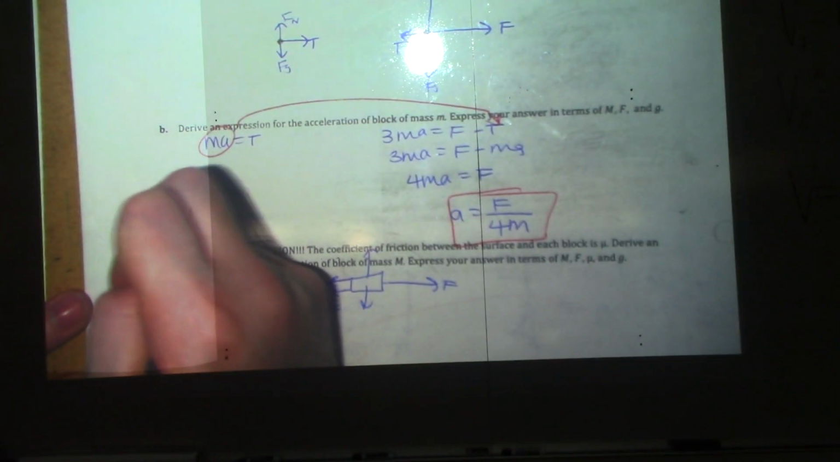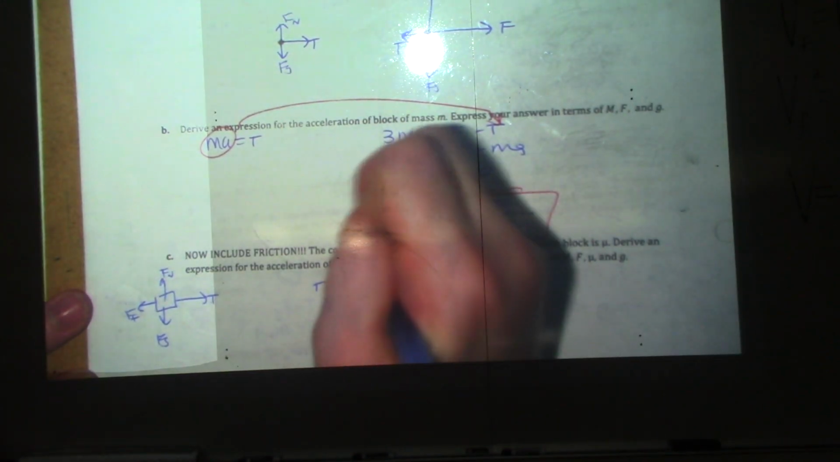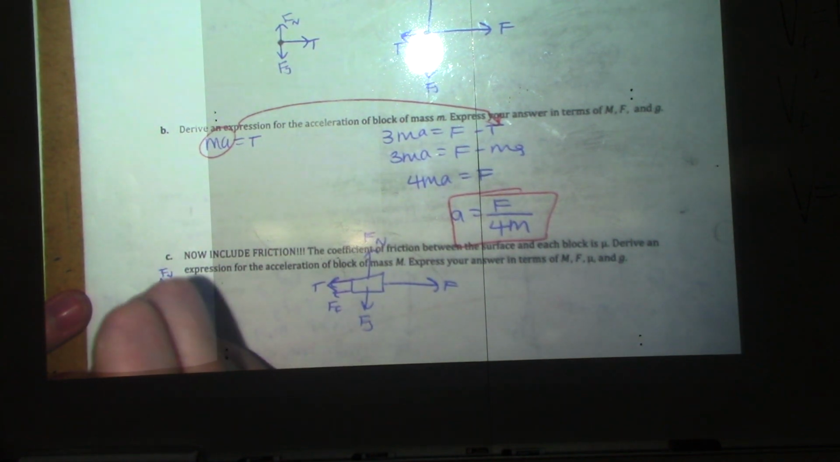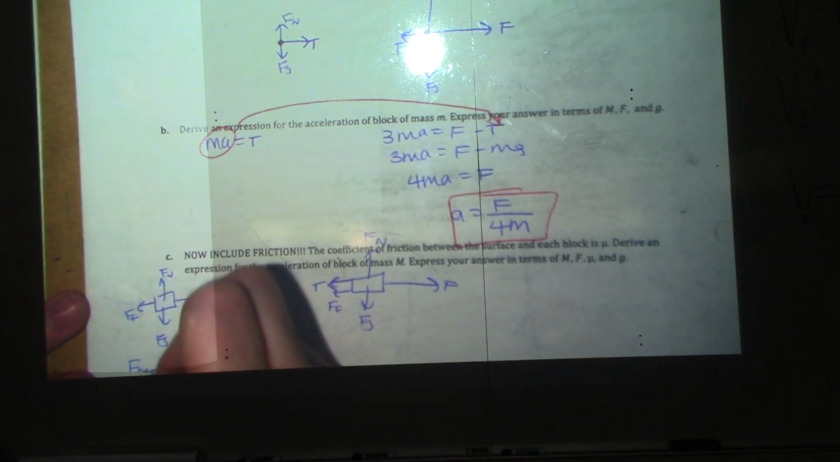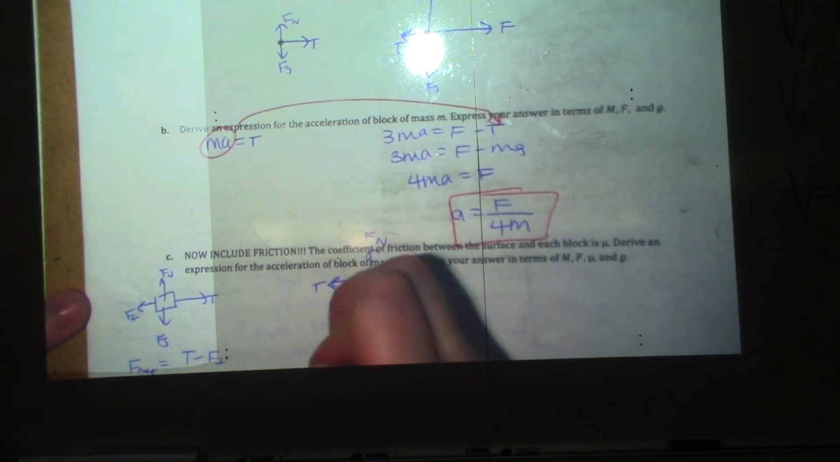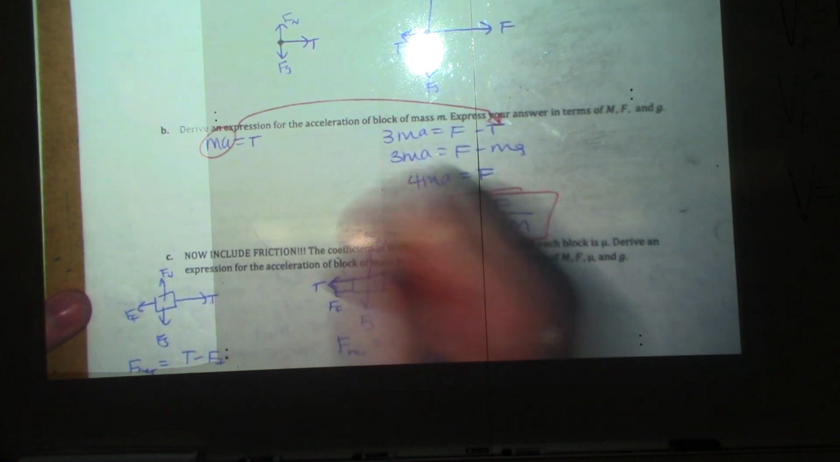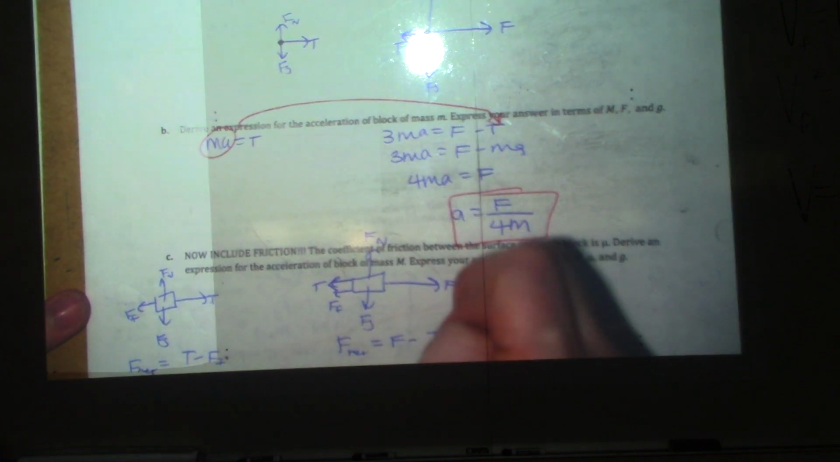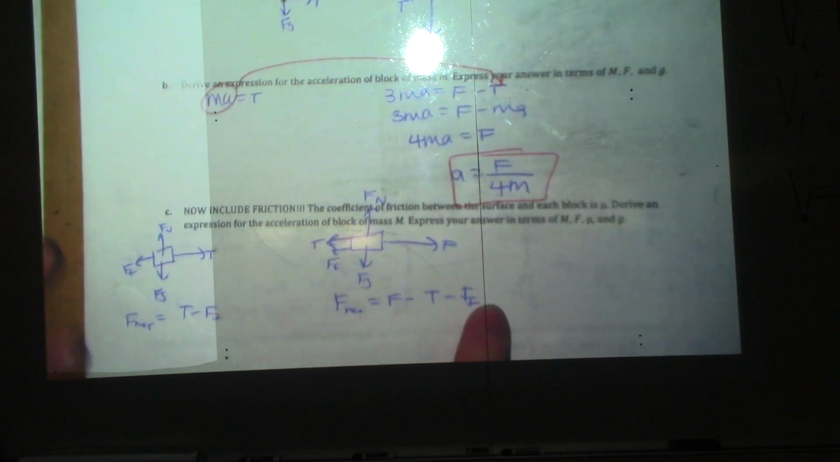Fg, Fn. So then my net force equation here is not just T anymore, it's T minus force of friction. My net force here is F minus tension and minus this friction force, or you can think of it as minus both of them together. It's the same thing.